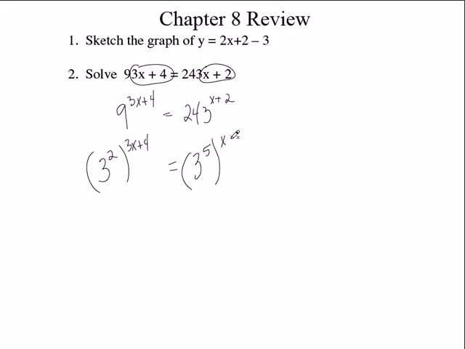So this is 3 to the 5th to the x plus 2. Now we have the same bases. Right? That's what we're trying to get here. Now, what's our rule? When I have an exponent, take it to another power, what do we do with those exponents?